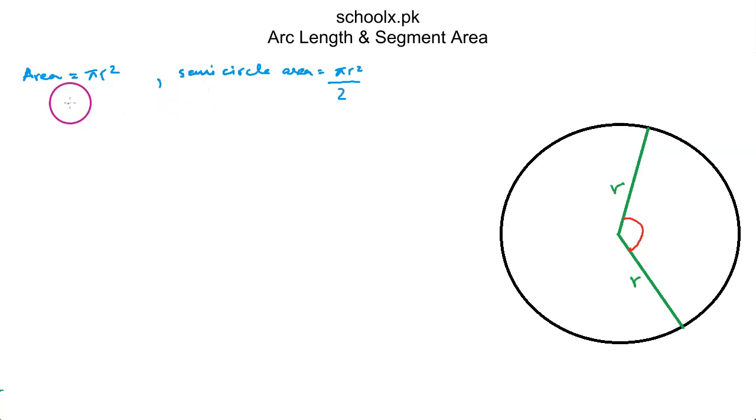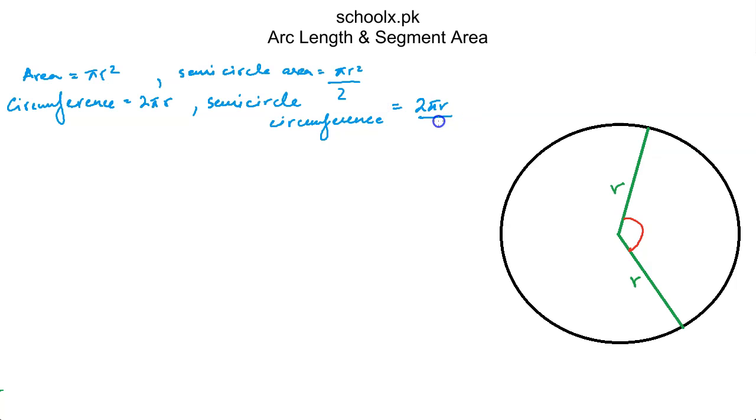A semicircle is a half circle. Now the circumference of a circle is 2 pi r, right? And the circumference of a semicircle is, you can guess, 2 pi r divided by 2, which will give us only pi r.